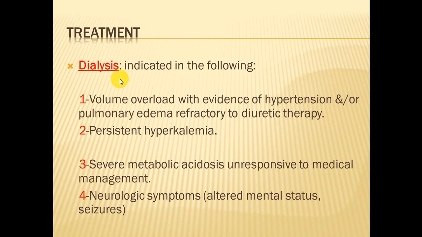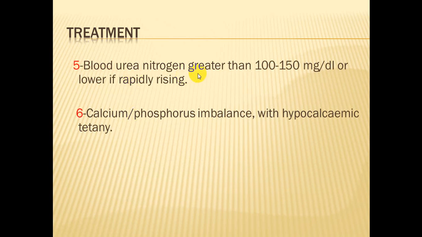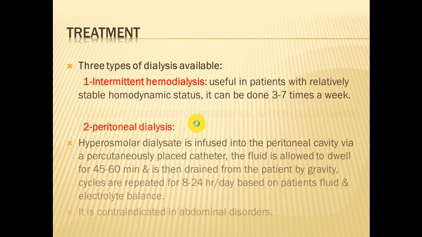Dialysis is indicated in the following situations. If there is volume overload with evidence of hypertension or pulmonary edema refractory to diuretic therapy, if there is persistent hyperkalemia, severe metabolic acidosis unresponsive to medical management, neurological symptoms such as altered mental status and seizures, or if there is blood urea nitrogen greater than 150 mg, or lower if rapidly rising, or a calcium phosphorus imbalance with hypocalcemic tetany. These are all indications for dialysis.